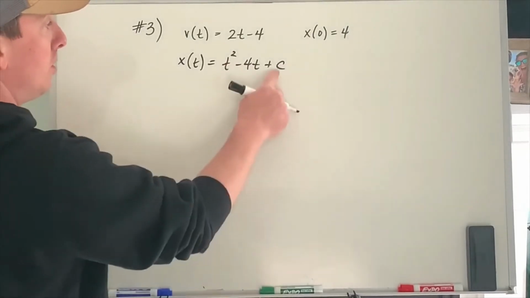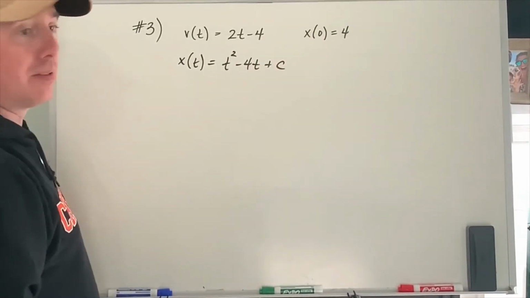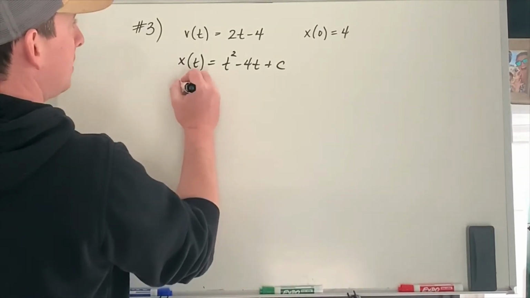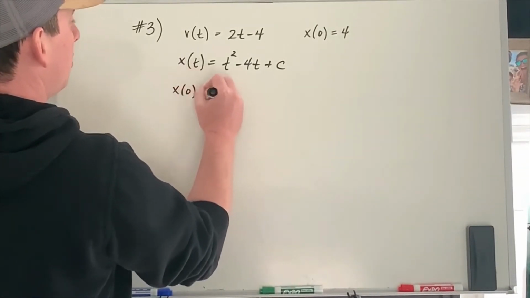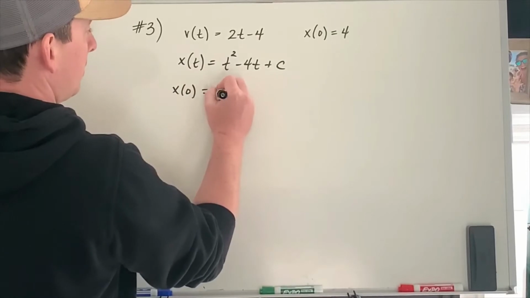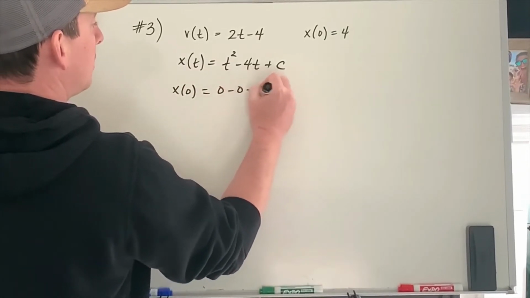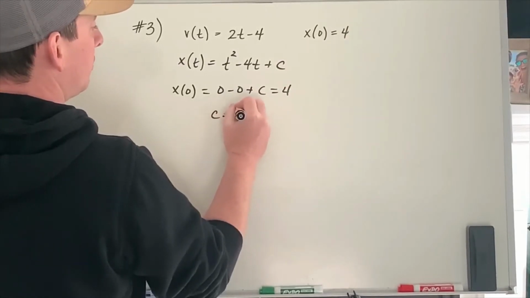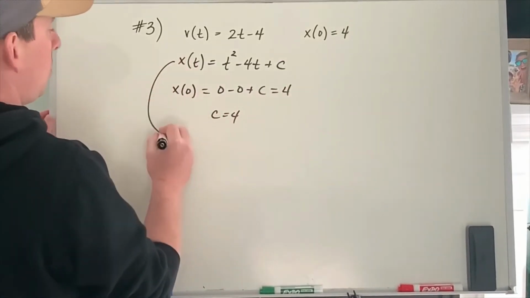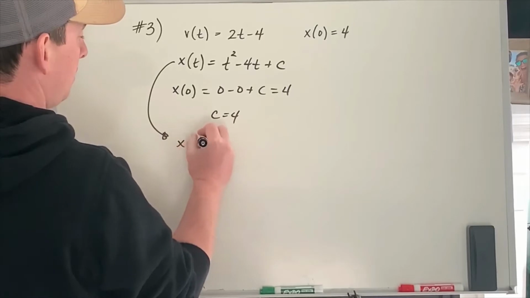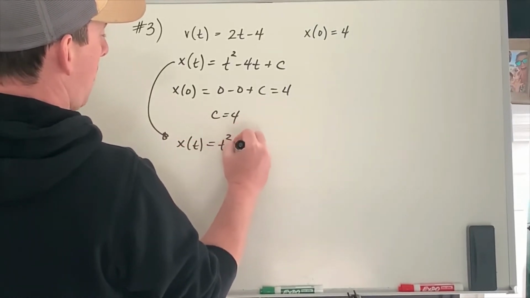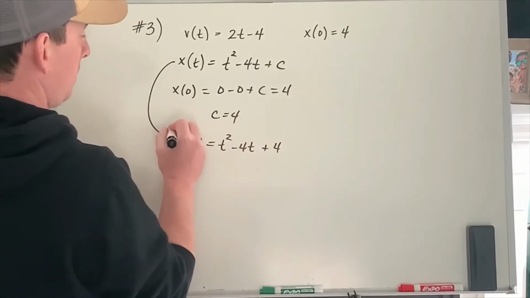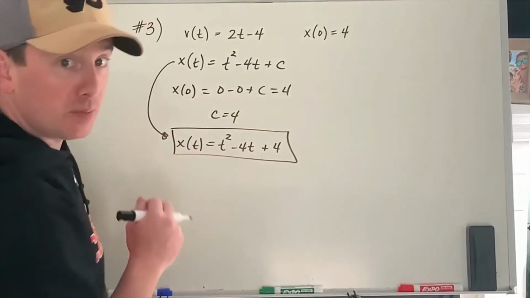And then you just have to use the one known fact that you have to figure out what your constant of integration is. So I know that if I plug in 0, obviously I'm going to get 0 minus 0 plus c, and I know I should get 4, so that tells me that c equals 4. So x of t must be t squared minus 4t plus 4. And that's number 3.